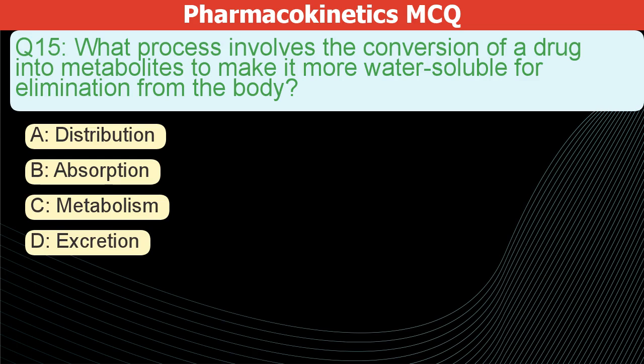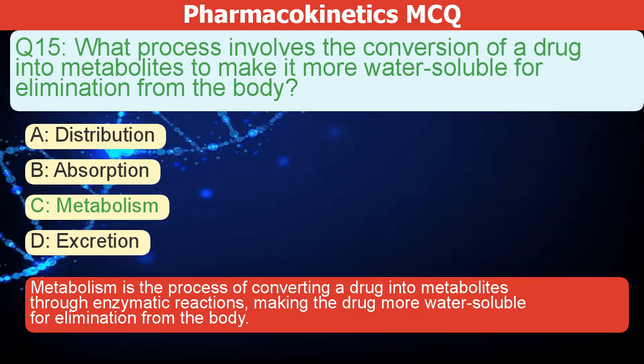What process turns a drug into easier to remove substances? A. Distribution. B. Absorption. C. Metabolism. D. Excretion. The correct answer is C. Metabolism is the process of converting a drug into metabolites through enzymatic reactions, making the drug more water-soluble for elimination from the body.